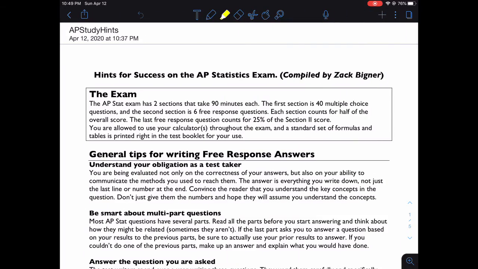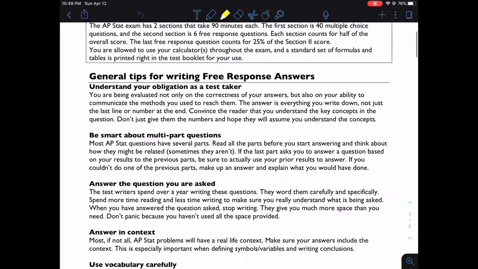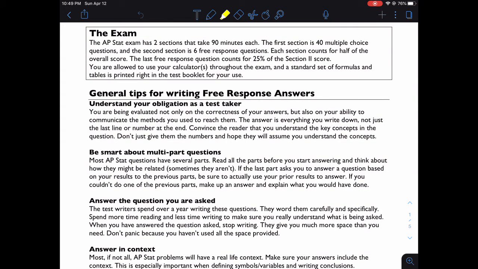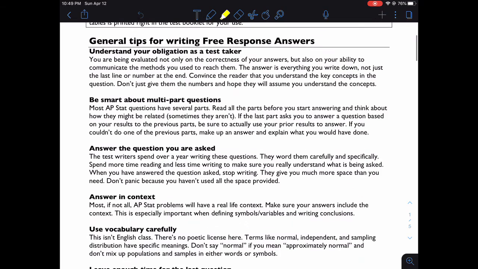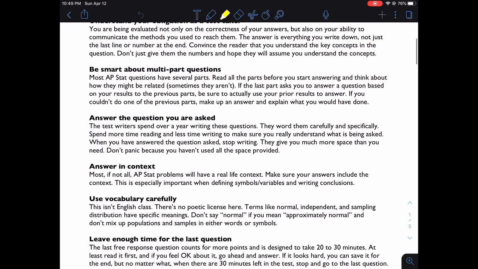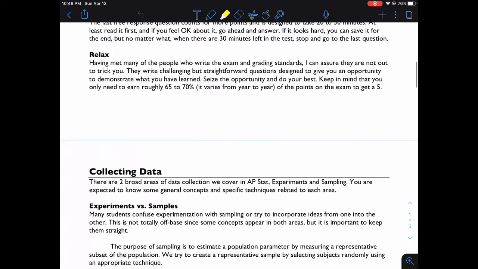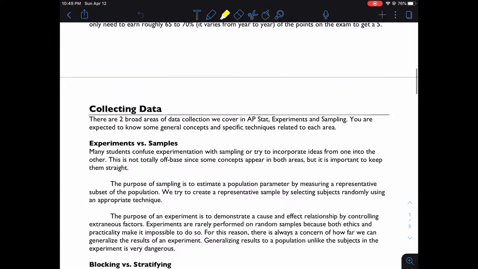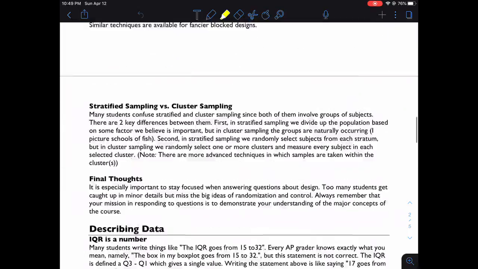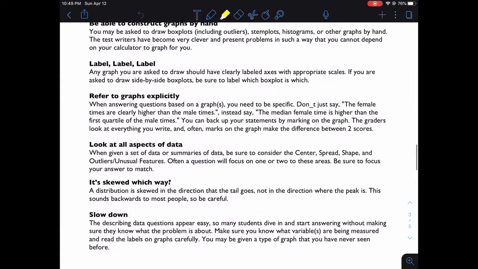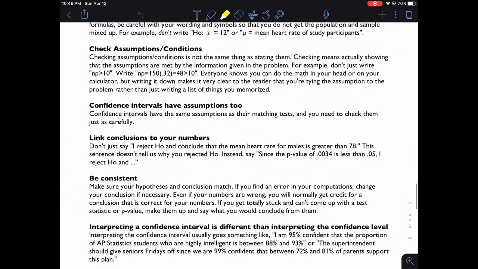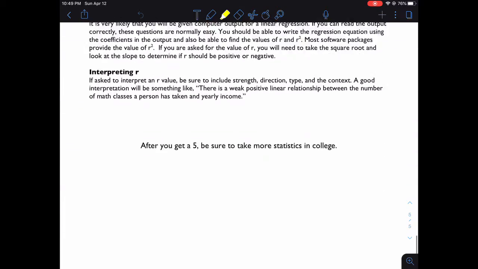This is about just AP study hints. Some of these aren't going to be as helpful. You really want to read through these general tips for writing free response answers, because that's what we're looking at, and so understanding what you're supposed to be doing. Make sure you read through these. Using vocabulary carefully is super important. You also need to know what vocabulary means. And then it's just got some helpful hints, including remember how to describe data, remember to do SOCS when we're supposed to do SOCS. I would read through this today.